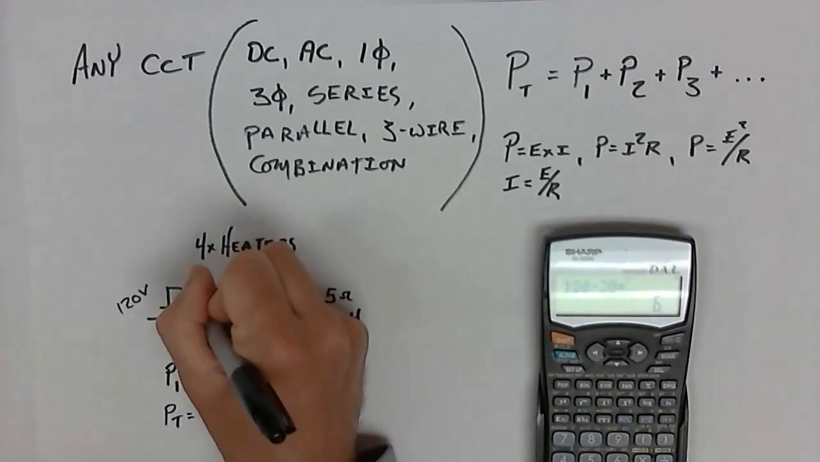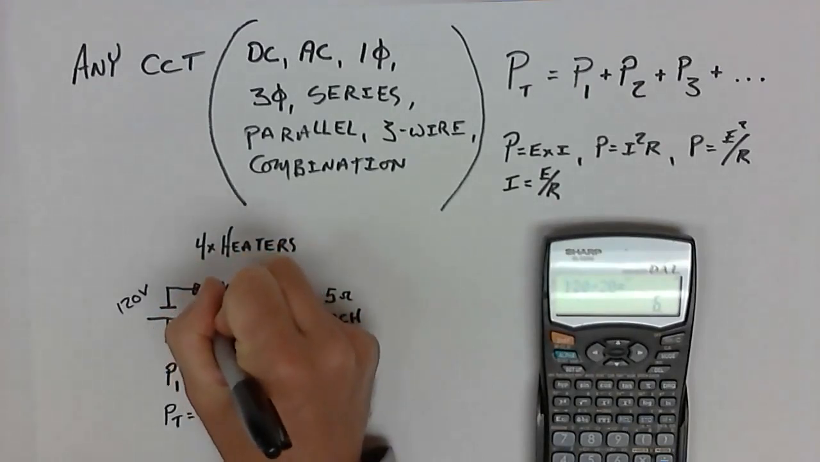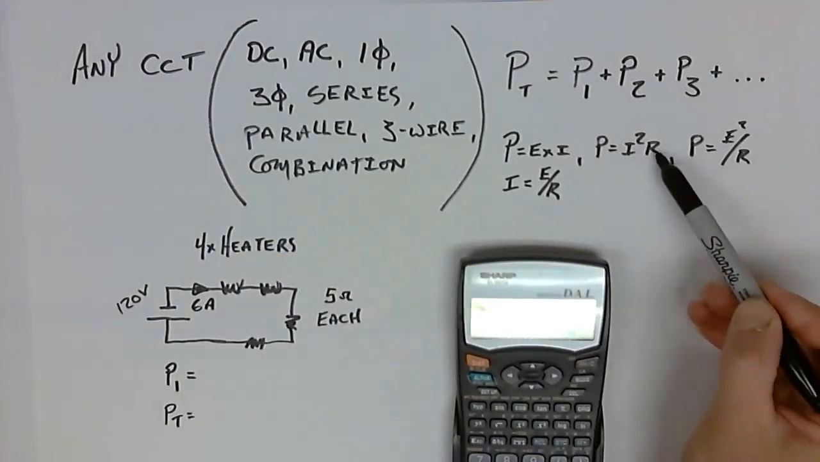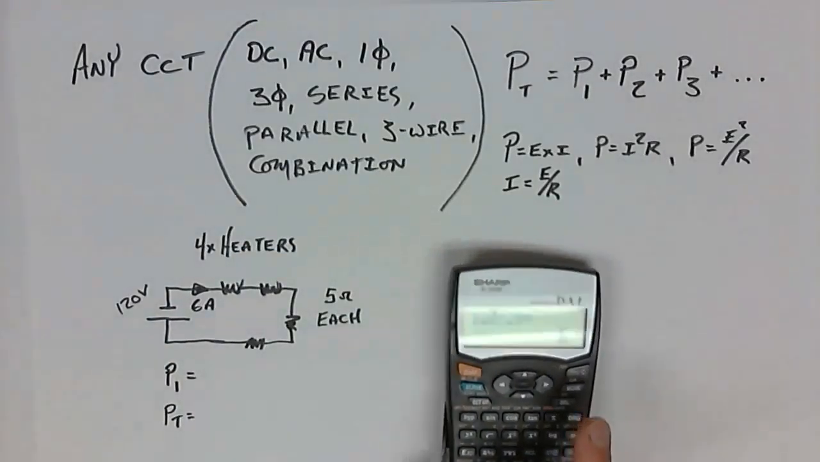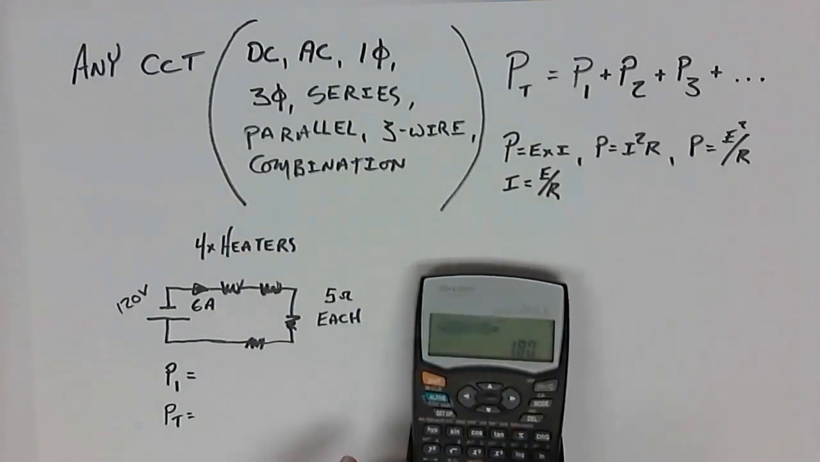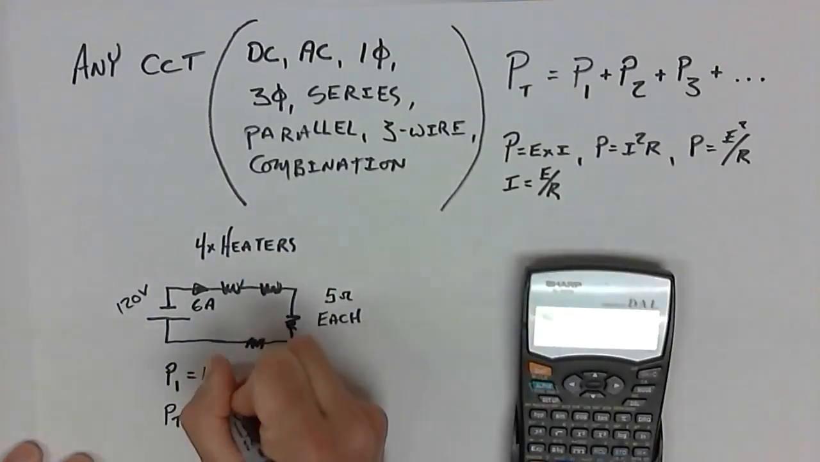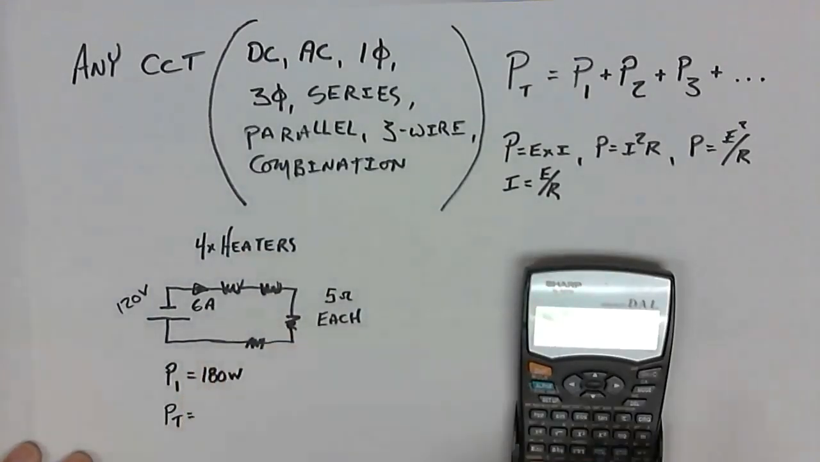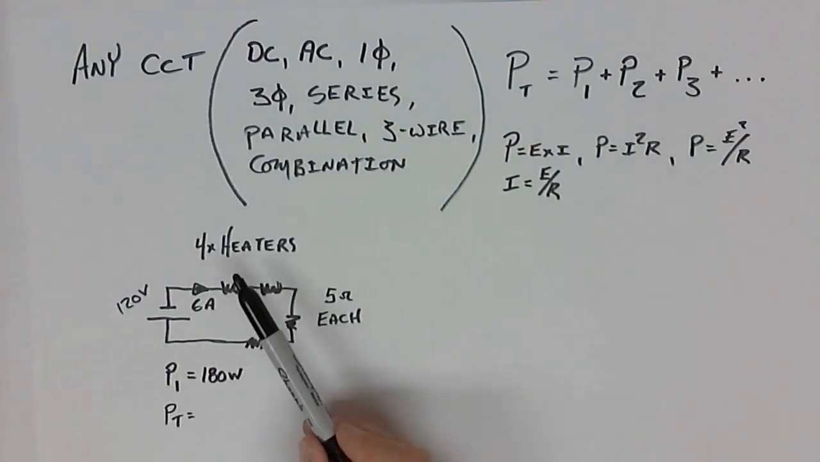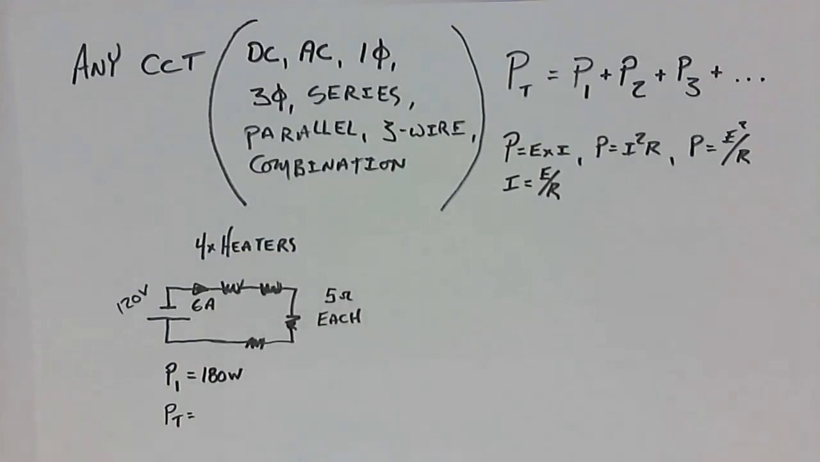So let's put a fun little arrow on there. 6 amps. All right, now I have the current and I have the resistance. I'm going to do I squared R. I squared R is going to give me my power for one. So 6 squared times 5 equals 180 watts. Each one of my resistors is identical in value, which means that it should be 180, 180, 180, 180. So if I multiply my 180 times 4, we should get P total.